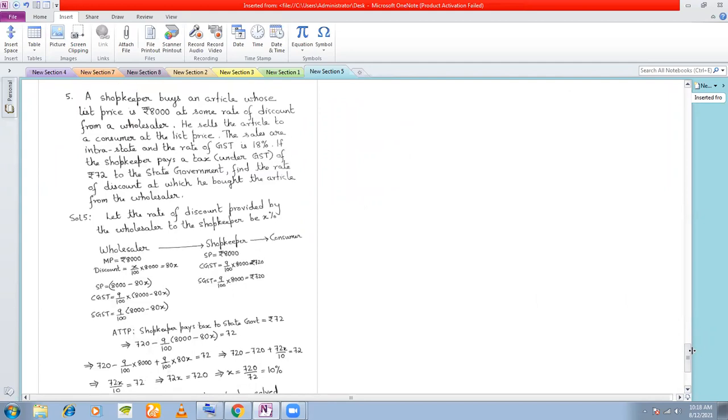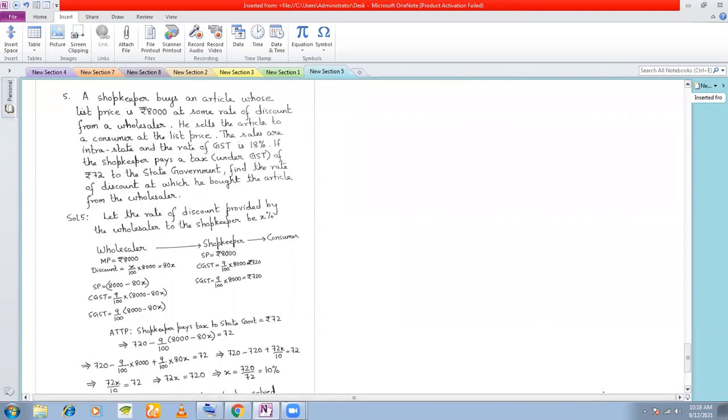Next problem here. A shopkeeper buys an article whose list price is rupees 8,000 at some rate of discount from a wholesaler. So you have a shopkeeper and a wholesaler. He sells the article to a consumer. Okay, the third person also is in the chain. The consumer is also in the chain. Okay, at the list price. The sales are intrastate within the same state, and the rate of GST is 18%. If the shopkeeper pays a tax under GST of rupees 72 to the state government, find the rate of GST at which he bought the article from the wholesaler.